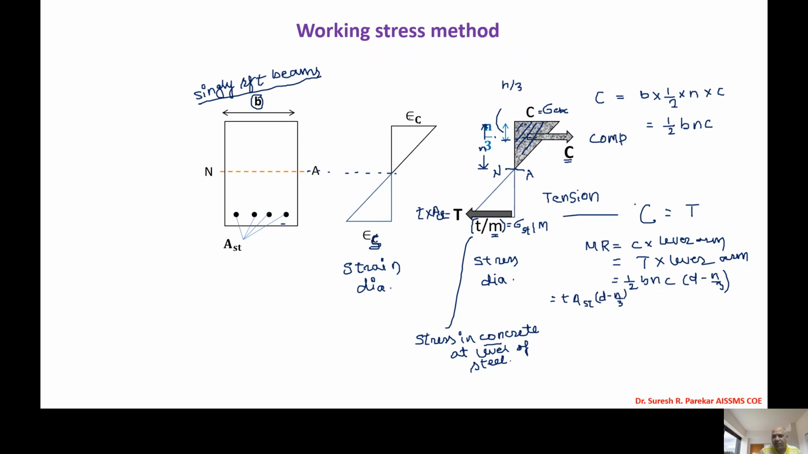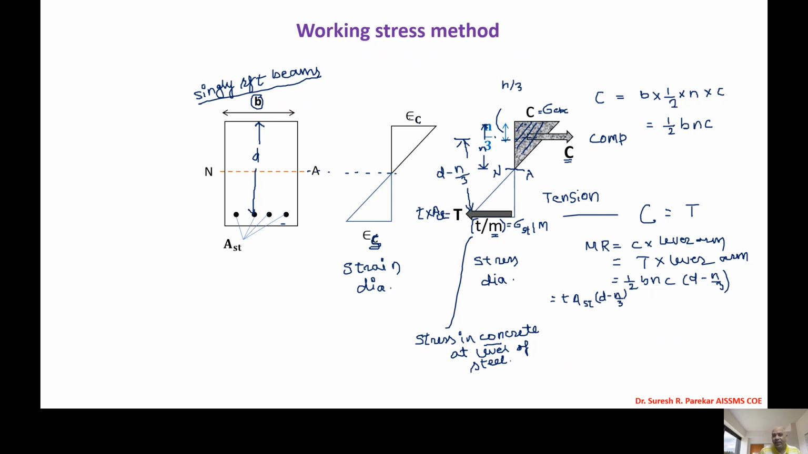What is D minus N by 3? D minus N by 3 is the lever arm. These two are equal parallel forces, equal in magnitude and opposite in direction, and they form a couple. Now we have this distance as D, that is the effective depth up to the center of the steel.